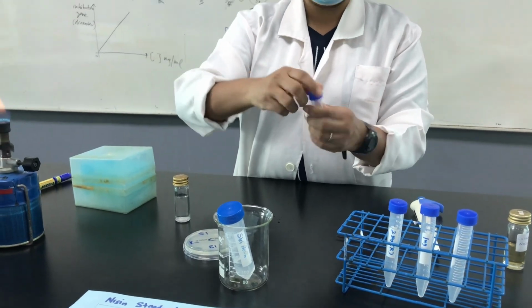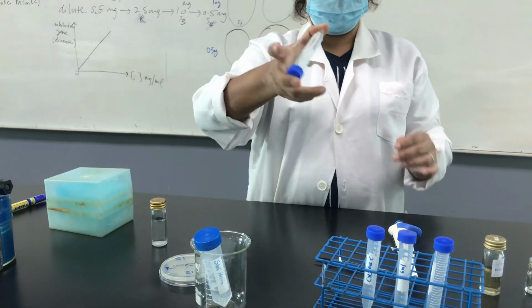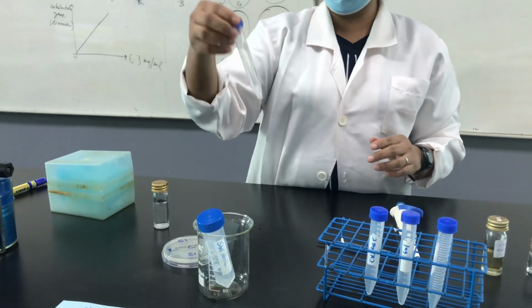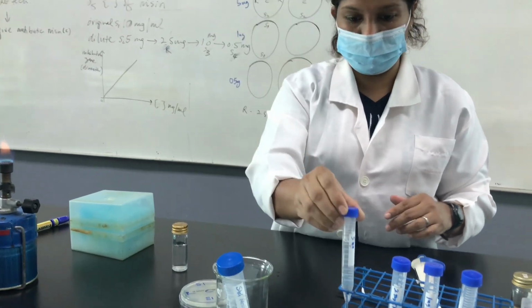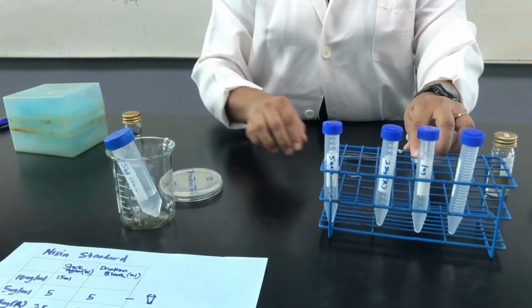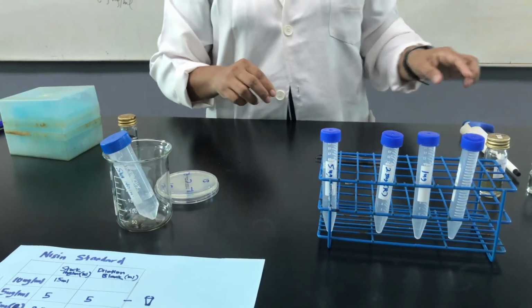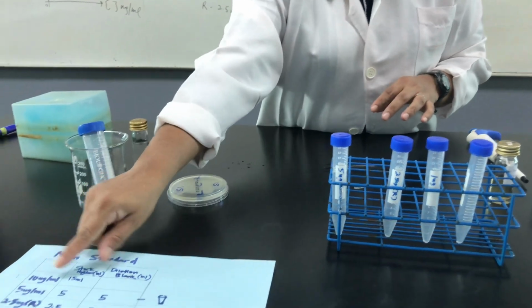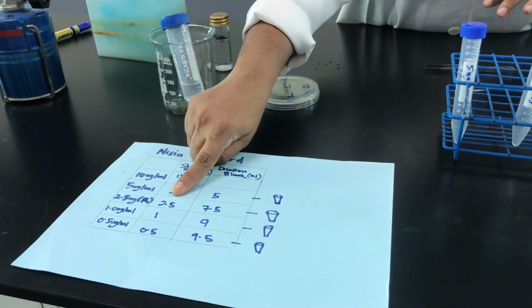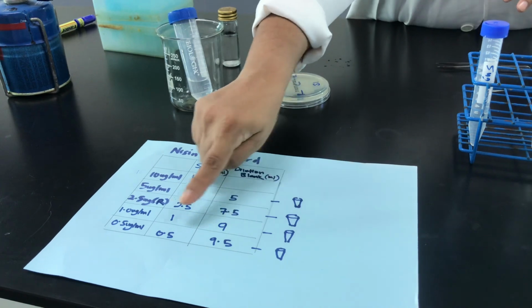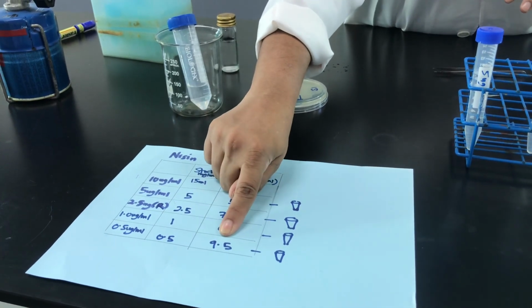Okay, once this process is complete, we just shake the tube. Okay, so I'm going to show you based on this. So for the rest of the tubes, we will follow the dilution like this according to the table: 2.5 and 7.5, 1 and 9, and 0.5 and 9.5. Okay, so now let me show you with the first one.